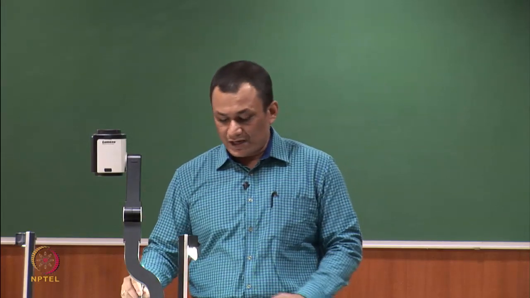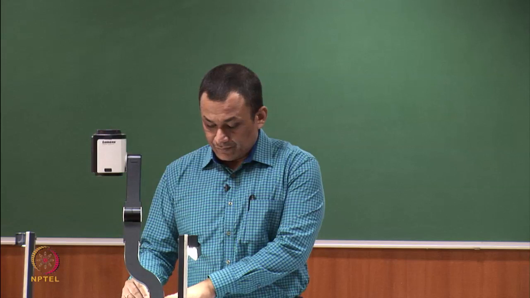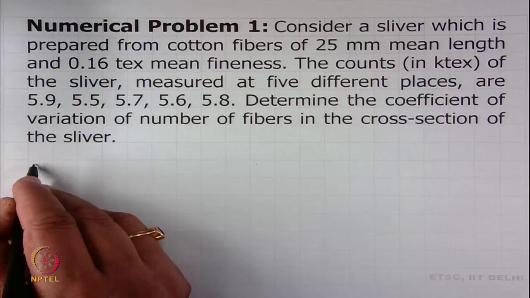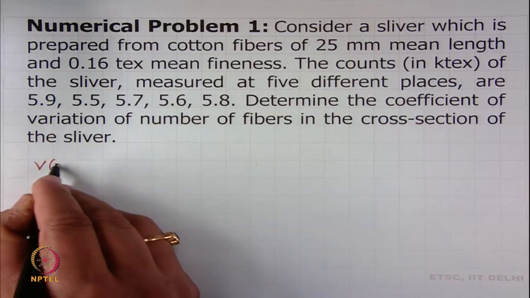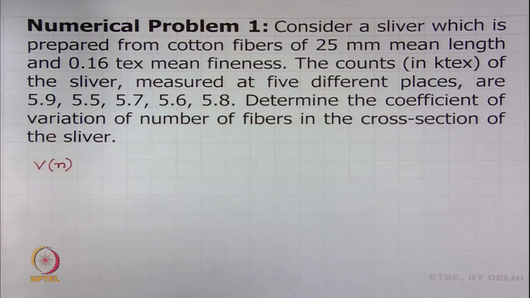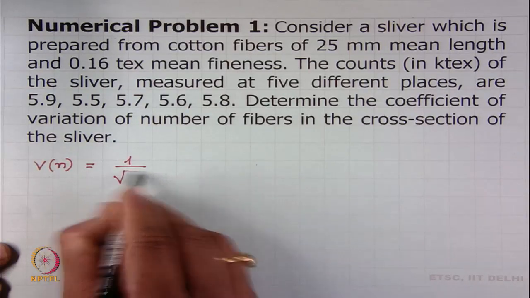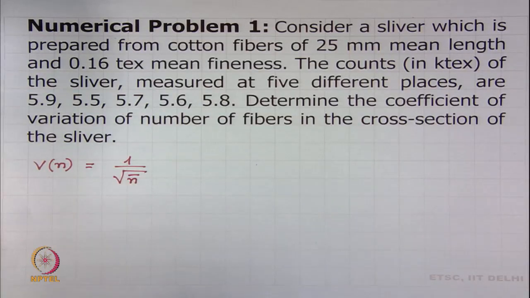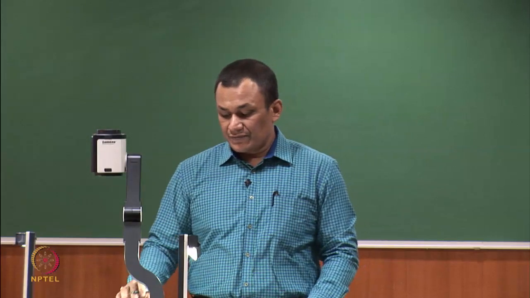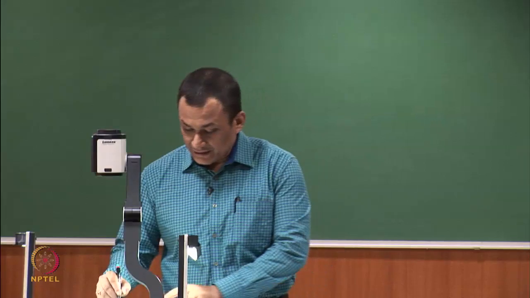So, if you study module 5, then you will realize at one point of time we have derived that the coefficient of variation of fiber number is equal to, under Poisson distribution, this. So, we need to basically find out n bar and then take the square root. So, what are the data given?